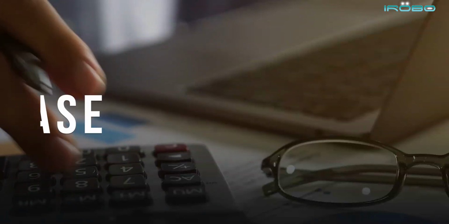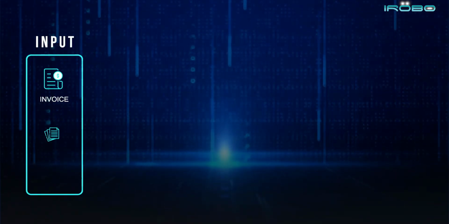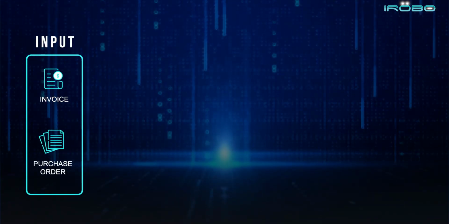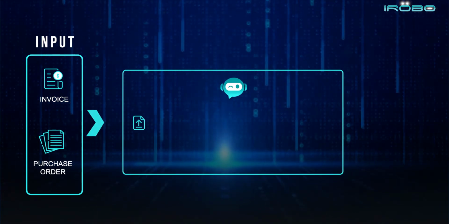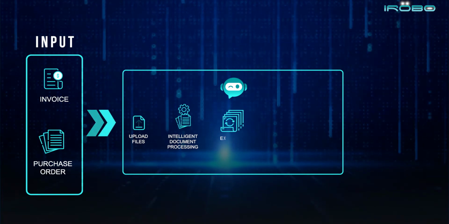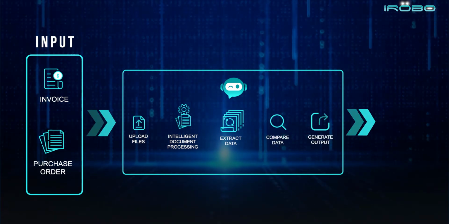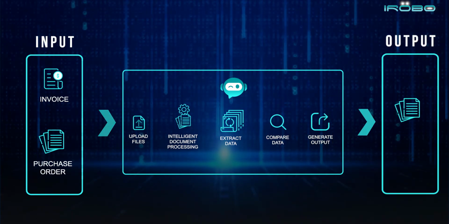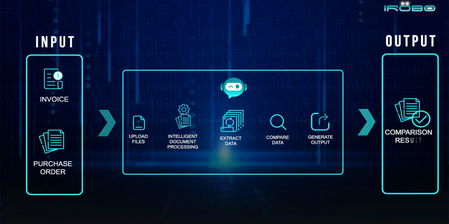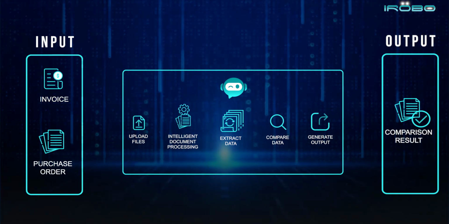In this video, we will see a use case of invoice and purchase order comparison. The process includes uploading the input files to our intelligent document processing engine. The data from both the invoice and purchase order will be extracted. It will then be compared based on the item code, and the result will be matched or unmatched for each item code in the input files. We will see both matched and unmatched cases.